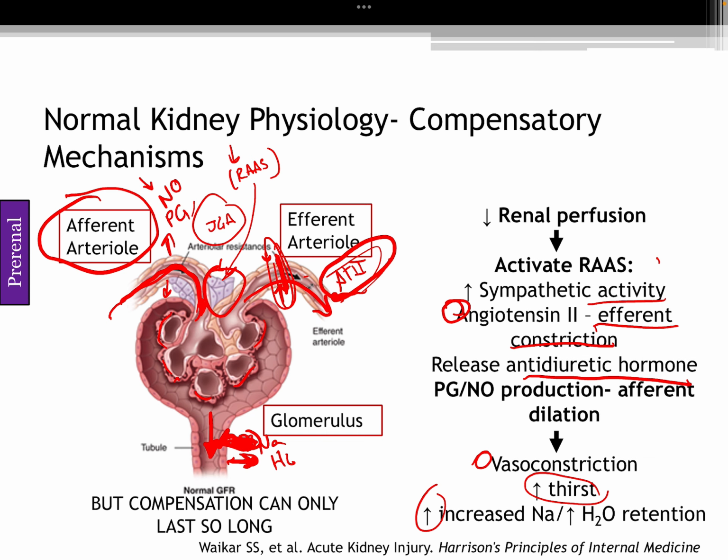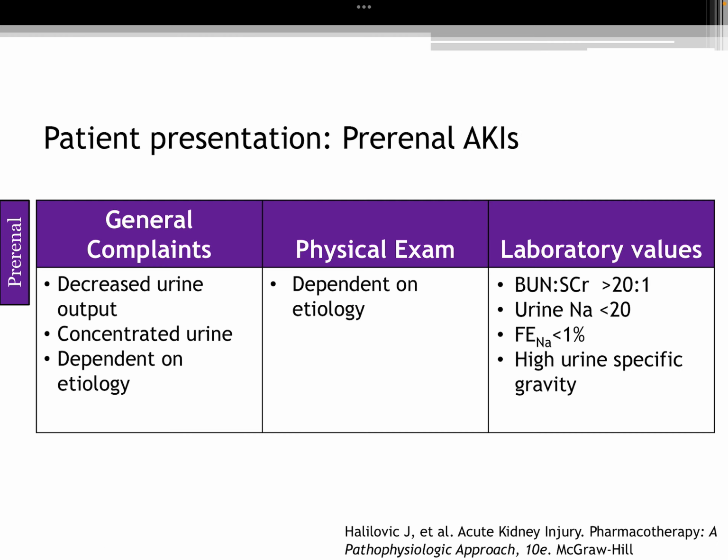Now, our body will try to maintain this perfusion as long as we can, but this compensation can only last so long, and eventually we're going to have a decrease in the amount of fluid getting into the glomerulus, and thus leading to a prerenal AKI. Again, these are hypoperfusion problems.